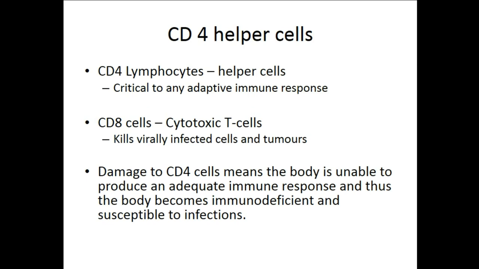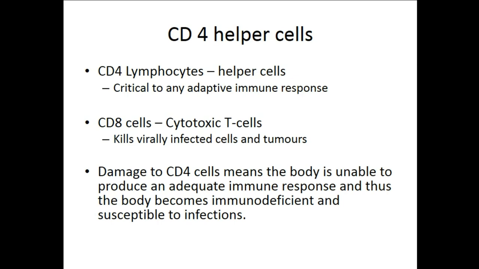The only thing I've left to go through now is to give you a background into HIV and AIDS. So, CD4 helper cells are critical to any adaptive immune response. We'll cover it on Monday. You have two main adaptive immune responses possible. One is an antibody response. The other is a CD8 cell response.